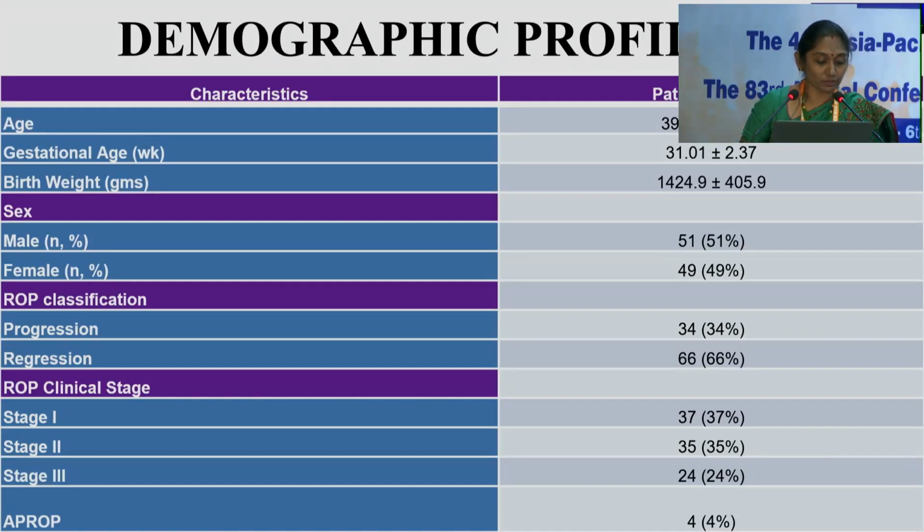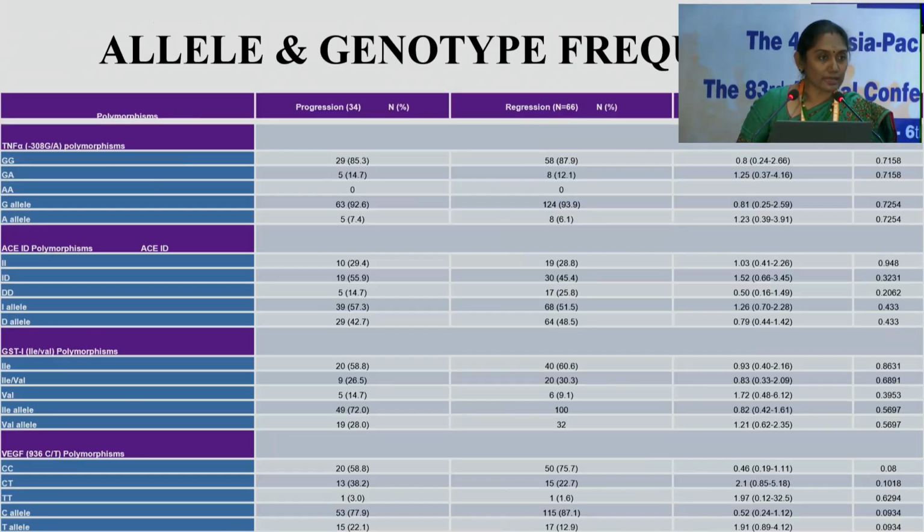And ROP classification: babies in the regression group were 34% and progression 66%. Coming to the stages, babies in stage 1 accounted for 37%, which is the majority. Stage 2 was 35%, followed by stage 3, and aggressive posterior ROP 4%. Coming to the analysis of allelic and genotypic frequency, we noticed a statistical borderline significance only in the VEGF gene.